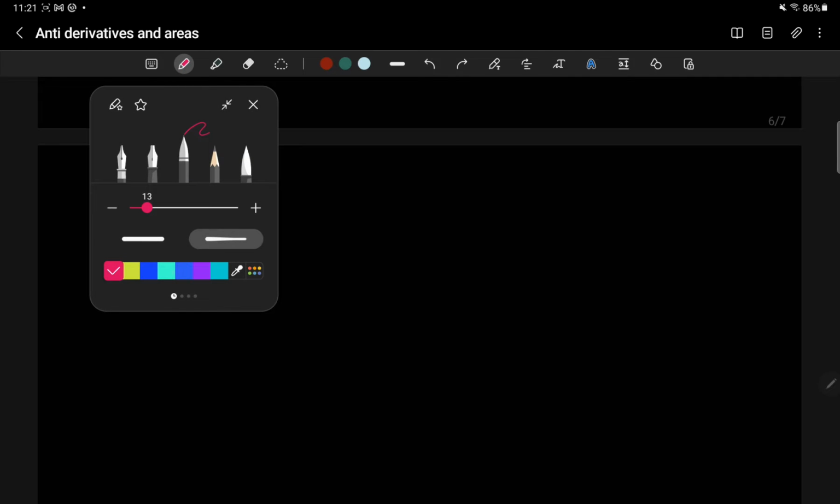Okay, hi everyone. In this video, I'm going to summarize these three or four ideas that we're trying to connect to each other. The first idea is to understand what the antiderivative represents. So what we found is this.